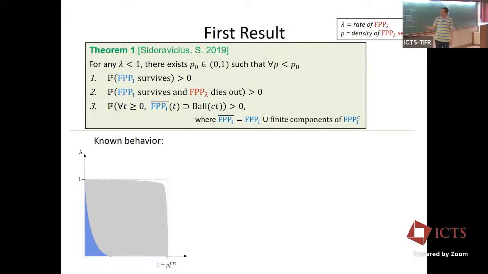Essentially, if I look at a phase diagram, I have p on the horizontal axis and lambda on the vertical axis. What I'm showing is that for any lambda between 0 and 1, if p is small enough, so attached to the vertical axis, I prove this blue region, where only FP1 survives. That's what we show.